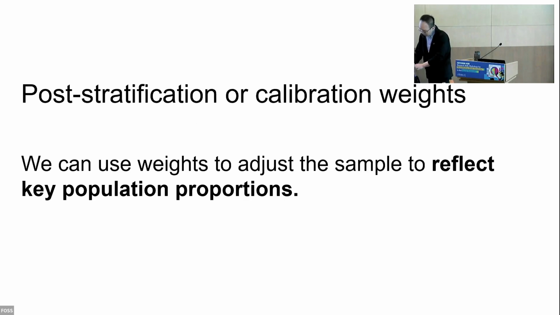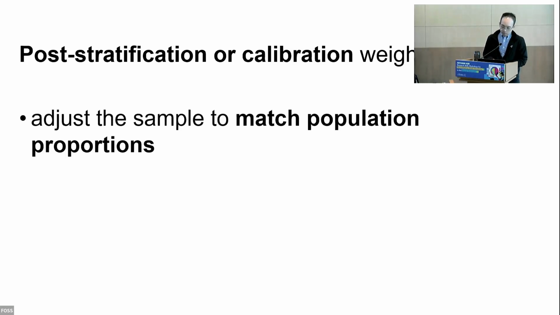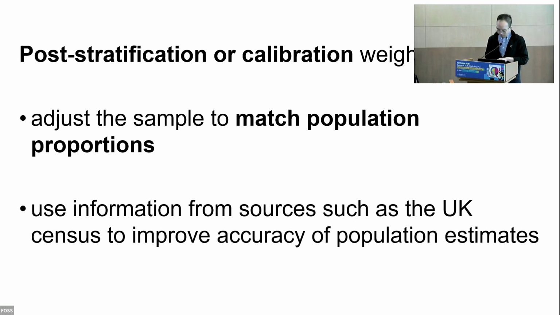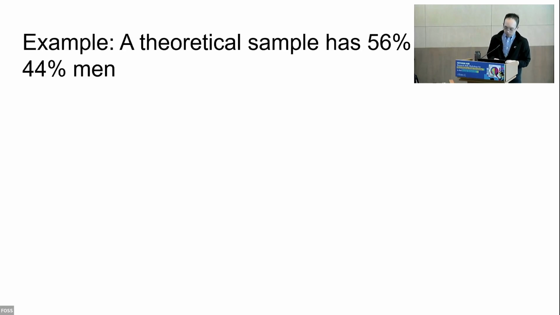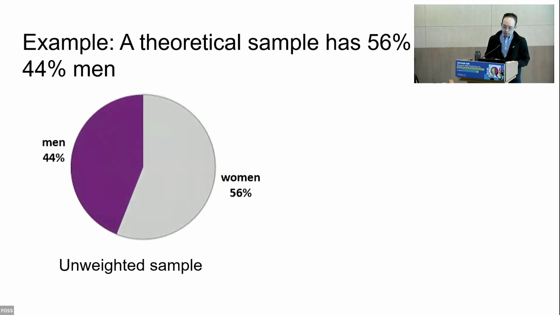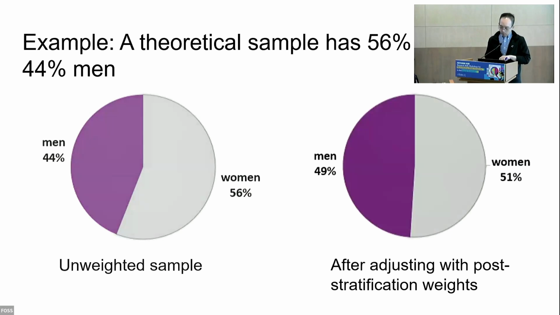We can also use weights to adjust the sample to reflect key population proportions. Known as post-stratification or calibration weights, they use information from sources such as the UK Census to improve the accuracy and precision of population estimates, and they're often used by statistical agencies. For example, here we can see a theoretical sample which is 56% women and 44% men. After adjusting with post-stratification weights, this better represents the population with 51% women and 49% men.